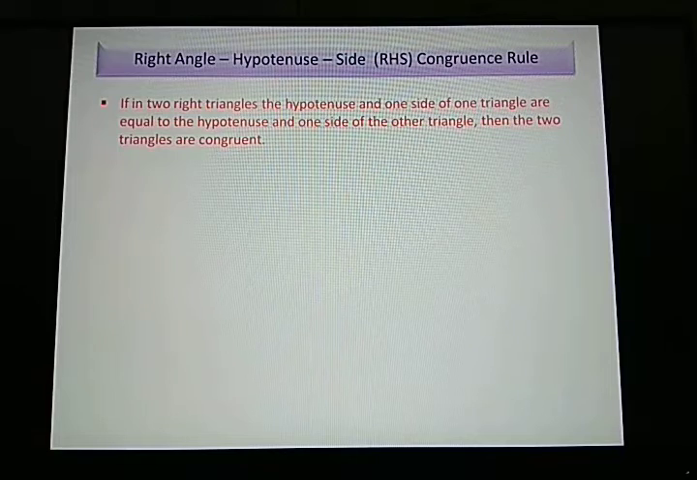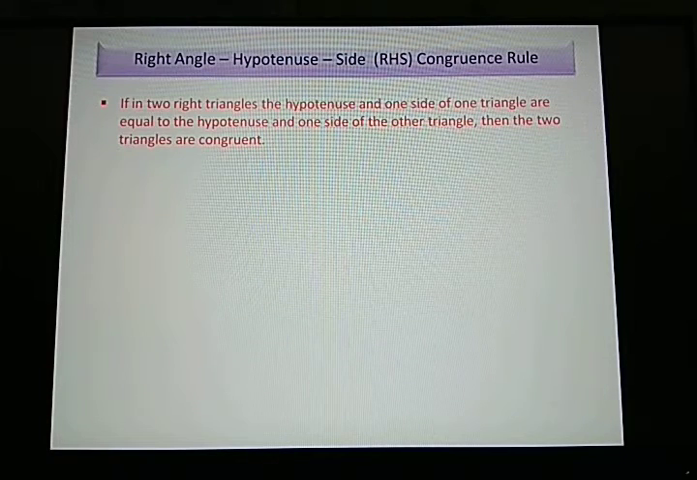If in two right triangles the hypotenuse and one side of one triangle are equal to the hypotenuse and one side of the other triangle, then the two triangles are congruent. So we know that in a right angle triangle, there is the hypotenuse, the perpendicular height and the base. So we have to consider the hypotenuse of one triangle and any one side of the triangle. If they are equal to the hypotenuse and any one side of the other triangle, then we can say that both the triangles are congruent to each other.